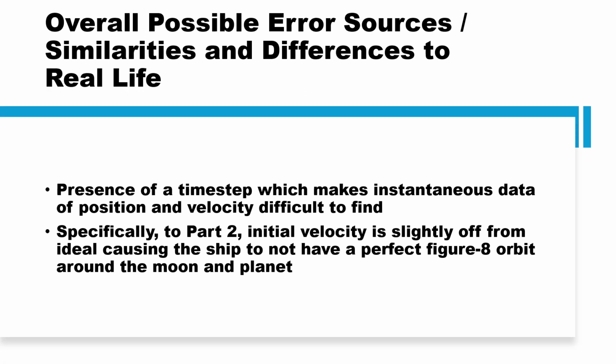Some overall possible error sources and similarities and differences to real life include the presence of a time step, which makes instantaneous data of position and velocity difficult to find, and specifically to Part 2, the initial velocity is slightly off from ideal, causing the ship to not have a perfect figure-8 orbit around the moon and planet.